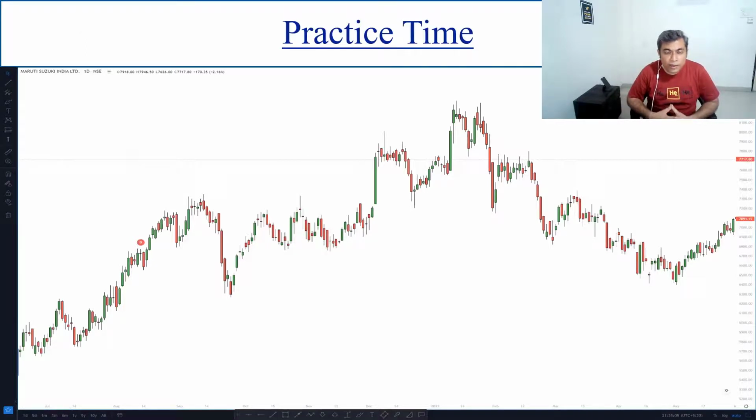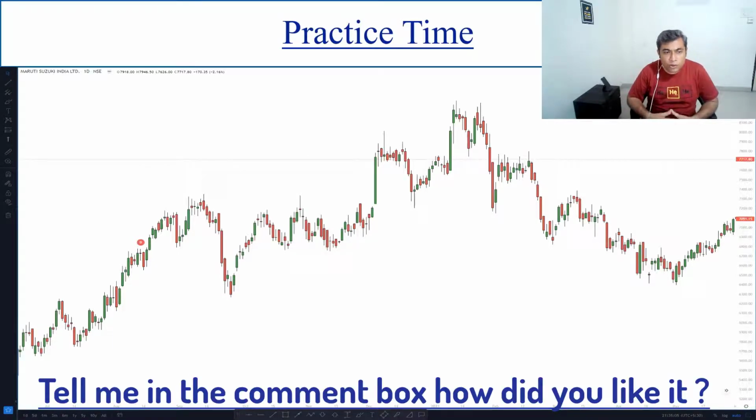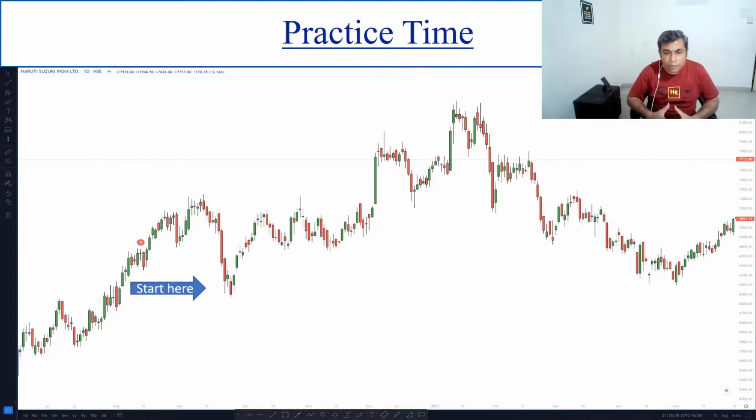So that brings us to the end of this presentation. As it is practice time, we will first choose a starting point. This will be our starting point, and we are going to mark all the pivot highs and pivot lows, and then try to understand how the trend started and what has happened in this chart, so that we can understand the key levels, the key points, and all the important points that we have covered in this video. We are going to apply this on this practice sheet.